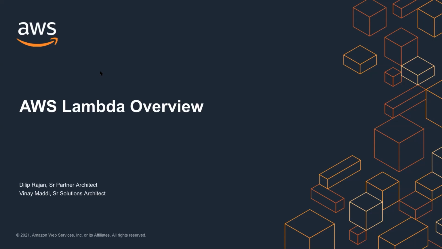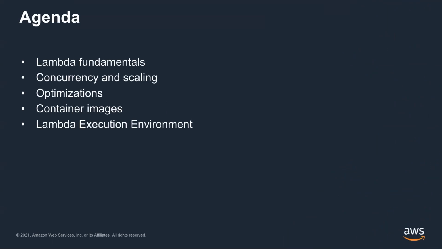And literally, Lambda can run any of the backend services of an application. All you need to do is provide your code in one of the application runtimes Lambda supports. Some of the use cases that we will talk about as a part of the agenda will be covered in the Lambda fundamentals. We'll also talk about other capabilities in concurrency scaling, optimizations, as well as some of the newer capabilities that Vinay will take over towards the later half of this presentation.